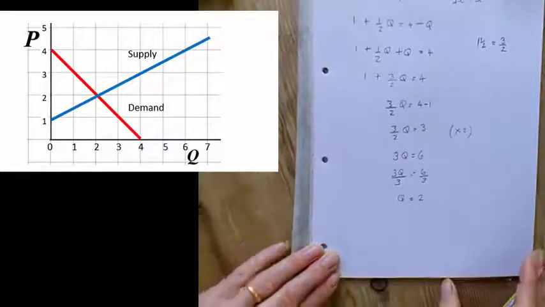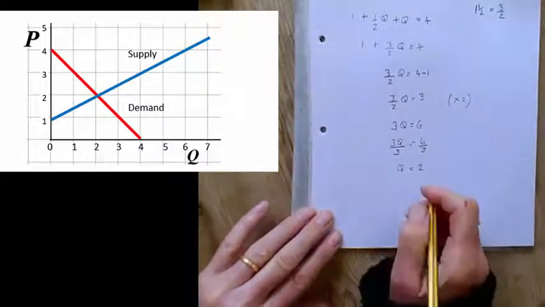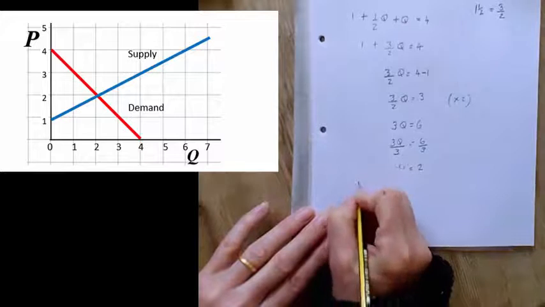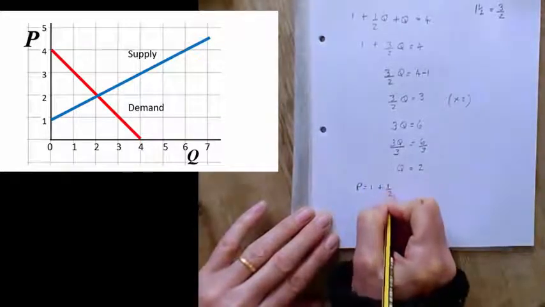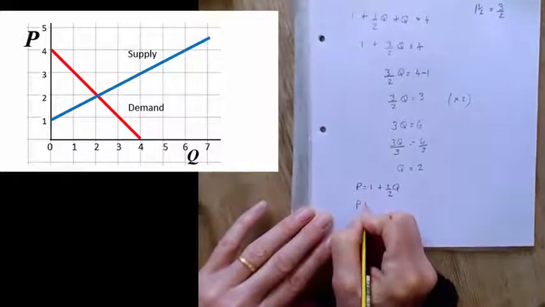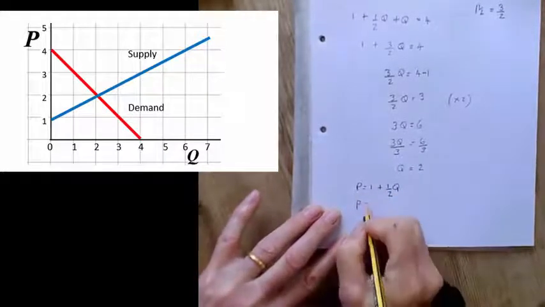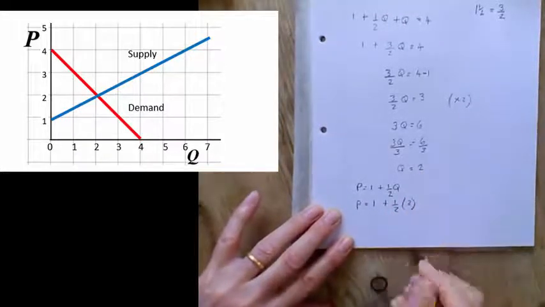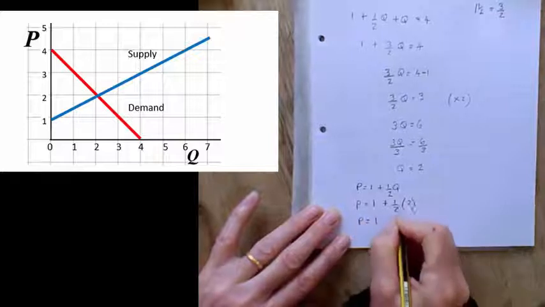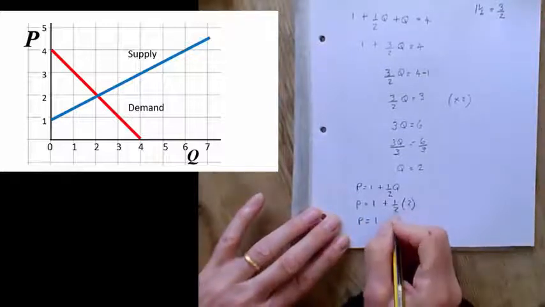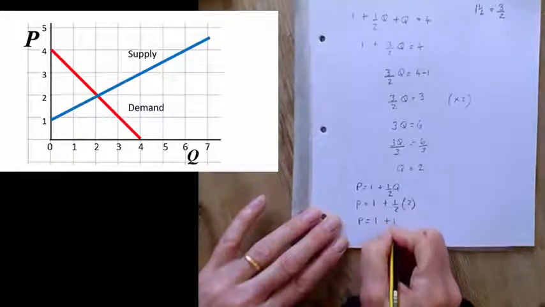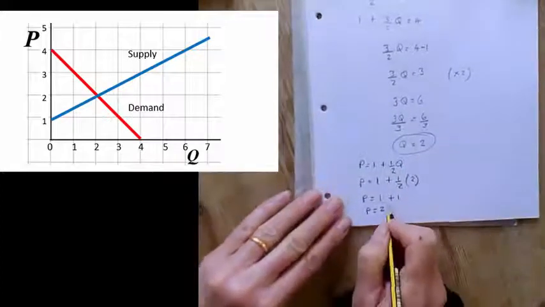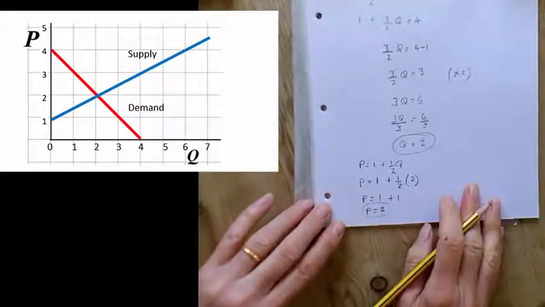So the equilibrium quantity is 2. Let's see what the equilibrium price is. I'm going to take one of those functions. 1 plus a half q becomes p, equals 1 plus a half, and I substitute in our value of q, which gives me p equals 1 plus a half times 2. Well, what's a half of 2? It's 1. So we've got p equals 2. So the equilibrium quantity is 2, the equilibrium price is 2, which of course we can see in our diagram.